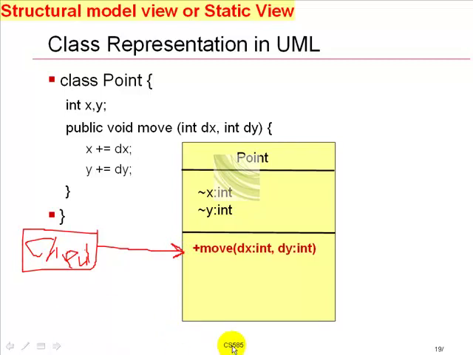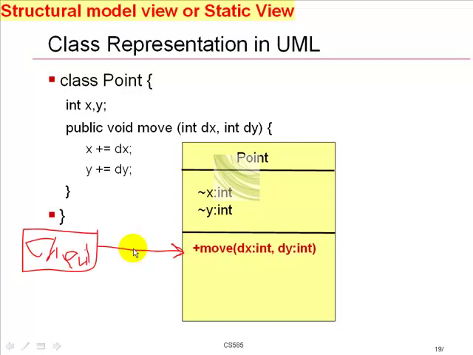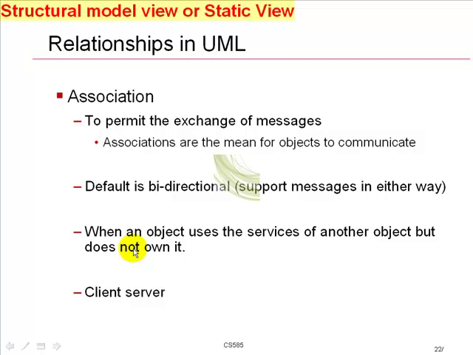This is what I mean by permitting the exchange of messages, because the client class was able to send a move request, or a move method, or a move message to the Point object, P1. So we said P1 move by these deltas, and the only reason we're able to do that is because there's a relationship between the client class and the Point class that permits the exchange of messages.